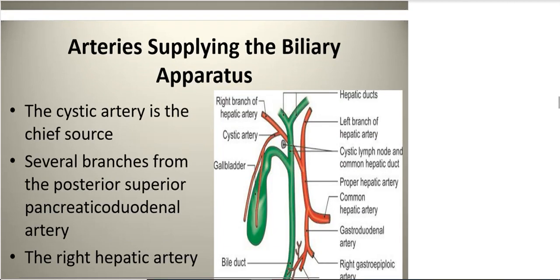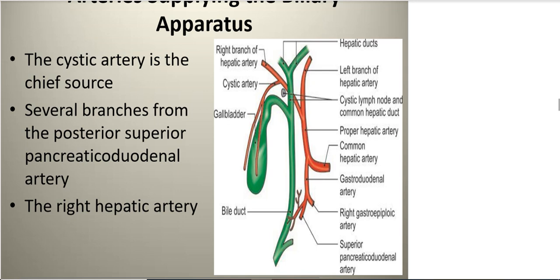Arteries supplying the biliary apparatus. First is the cystic artery, which is the chief source of arterial supply. Then several branches of the posterior superior pancreaticoduodenal artery. Then the right hepatic artery.